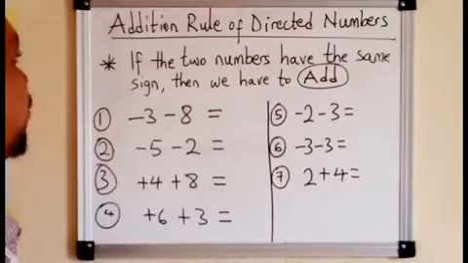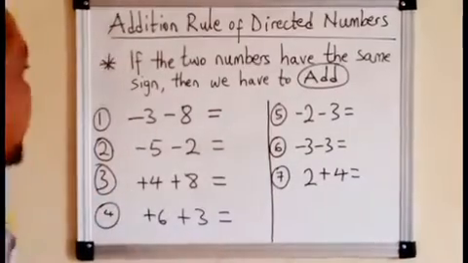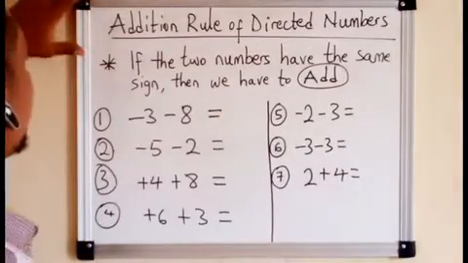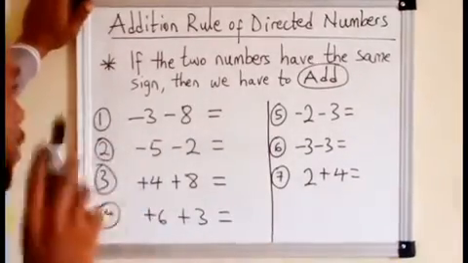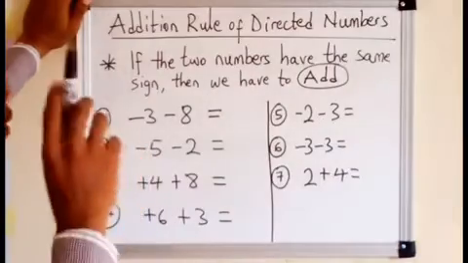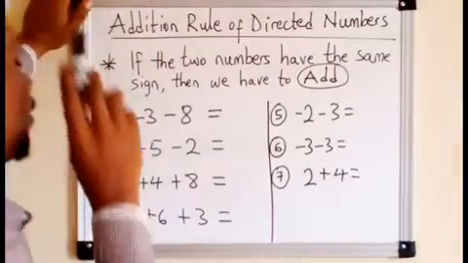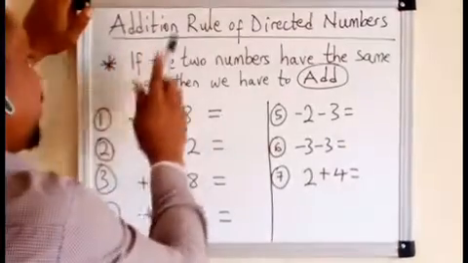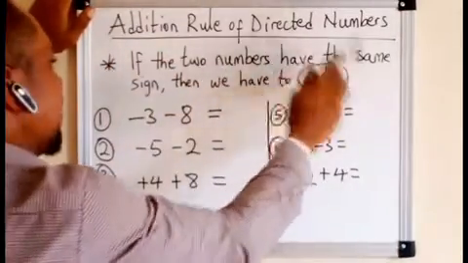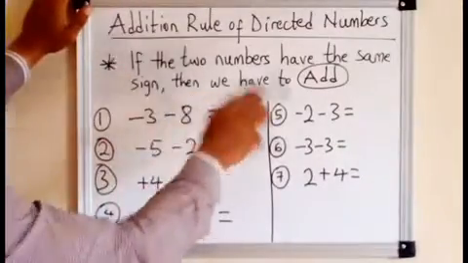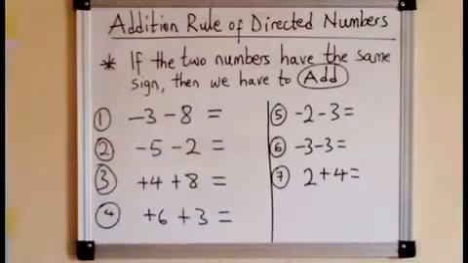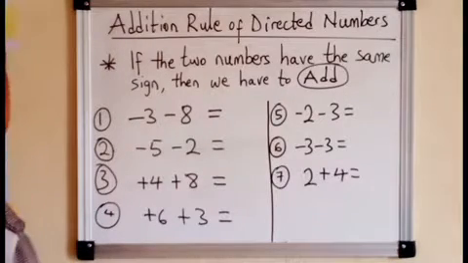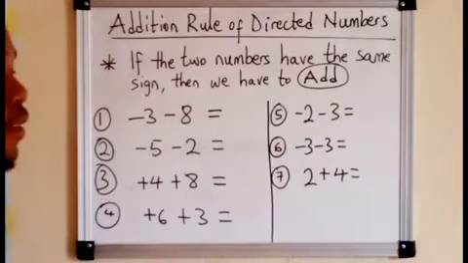Looking at the addition rule of directed numbers. One thing we must have in our mind is the rule: the addition rule of directed numbers stipulates that if the two numbers have the same sign, then we have to add. If the two numbers we are working with have the same sign, then we can add. So that's the addition rule.